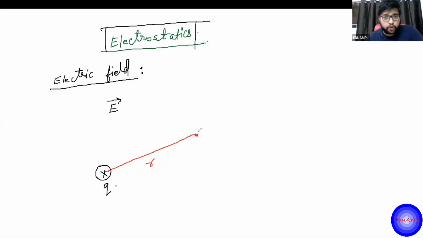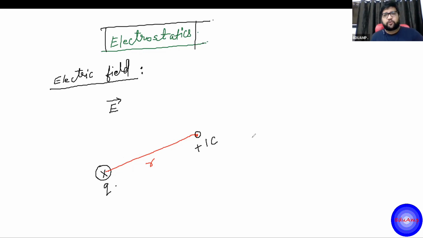You put a unit positive charge here, at the point where you wish to find the electric field. So plus 1 coulomb. Coulomb is the unit for charge. So 1 coulomb of charge we will put there and try to find out what is the force on that 1 coulomb charge due to this Q charge. Obviously that force will have a direction.